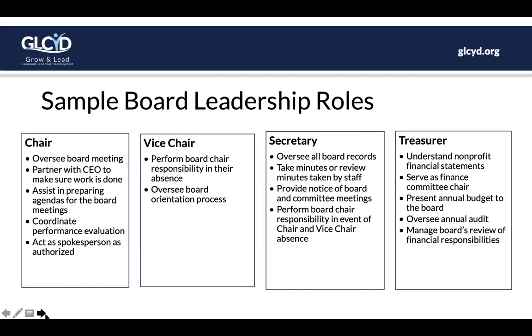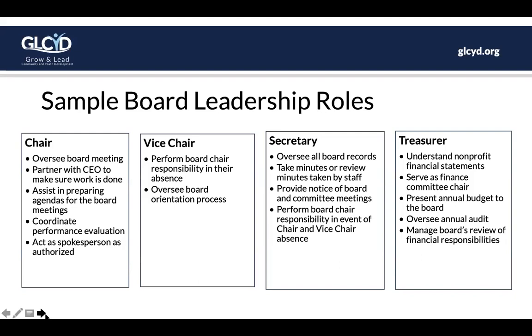You may use president and vice president too. Those are kind of interchangeable. So those are the first two. We have the secretary, who's the record keeper of your organization. They make sure board records are taken either by themselves or by a staff member. They provide notice of board meetings, and they're third in line in the event that both the chair and vice chair are unavailable.